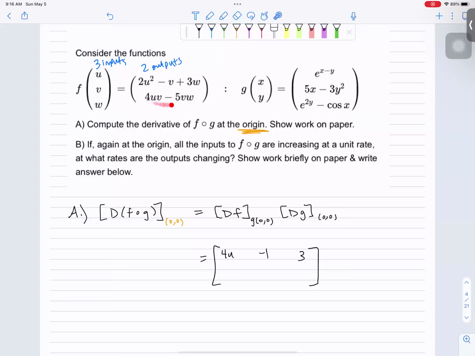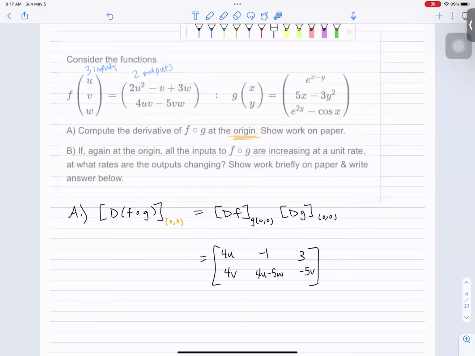All right, now I look at my second output. What is the partial with respect to u? That's 4v. And what's the partial with respect to v? We have 4u minus 5w. Partial with respect to w is -5v. And I need to evaluate that at g of 0, 0. What is g of 0, 0?